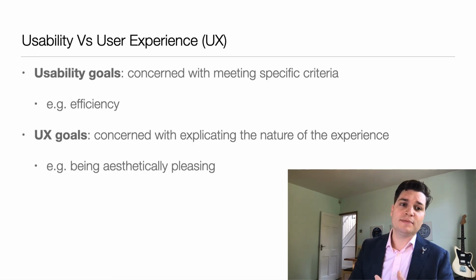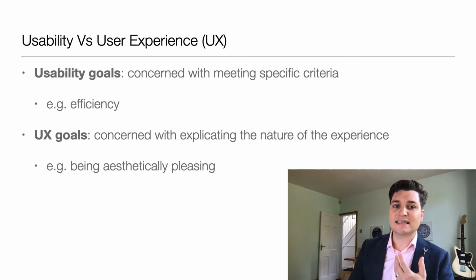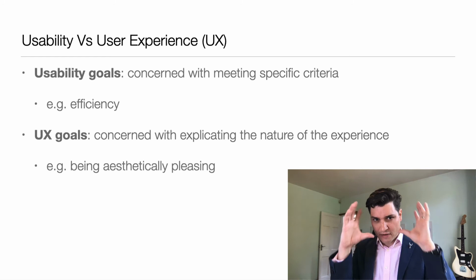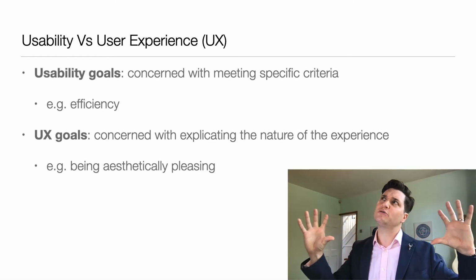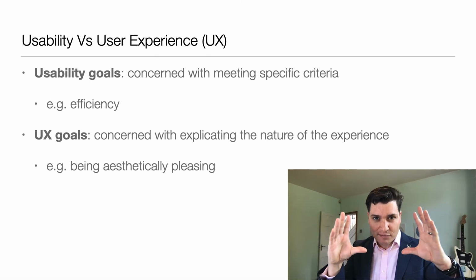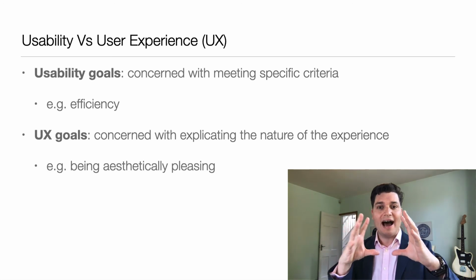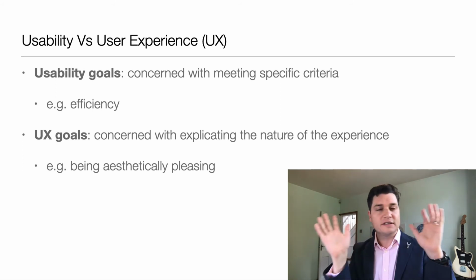Well, usability goals are about specific criteria, so efficiency. And UX goals are about explicating the nature of the experience. So we actually talk about we're going to make it beautiful, we're going to make it meaningful. It's not about the sort of nuts and bolts part, it's the big vision. Now, UX will start off with this big vision of what are we trying to achieve, and then you hone down to the final product. And as you hone down, usability starts becoming more and more important. And eventually, before you're launching, if it's not usable or accessible, it doesn't work.